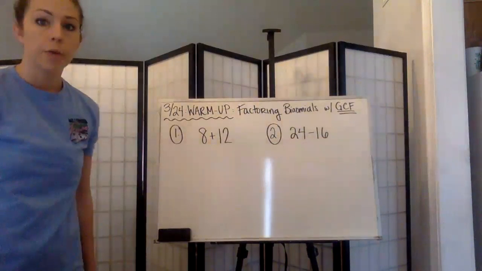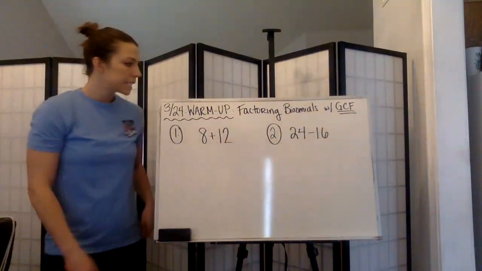Today we are going to be continuing what we did yesterday, which was factoring the greatest common factor, or the GCF, out of monomials. Today we're going to be factoring out the GCF of binomials and maybe even some trinomials. So grab your paper and pencil. We're going to start with a warm-up.